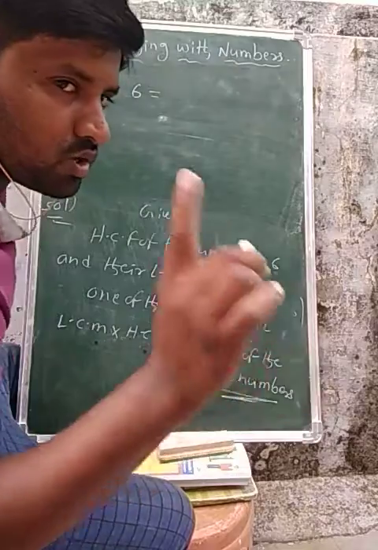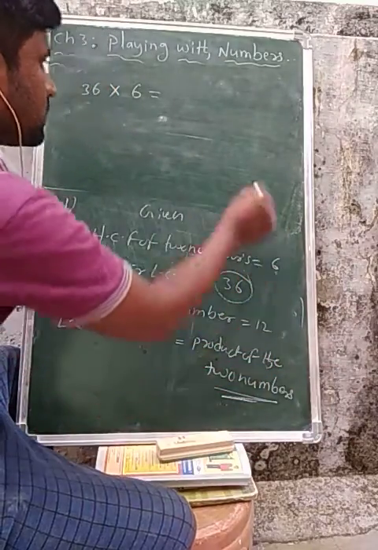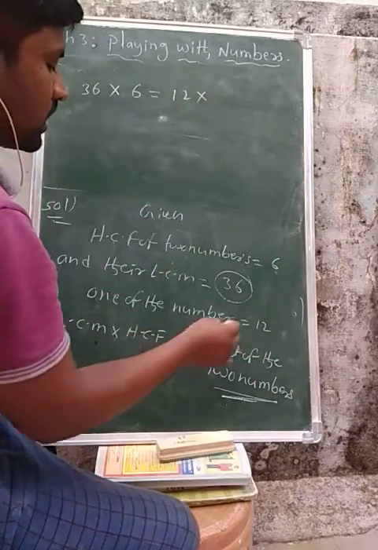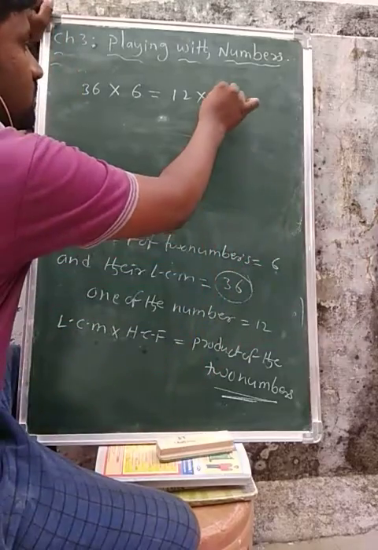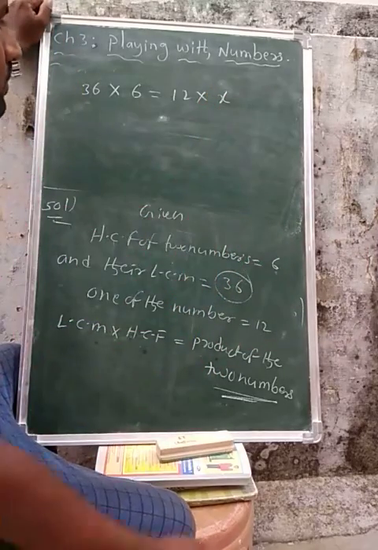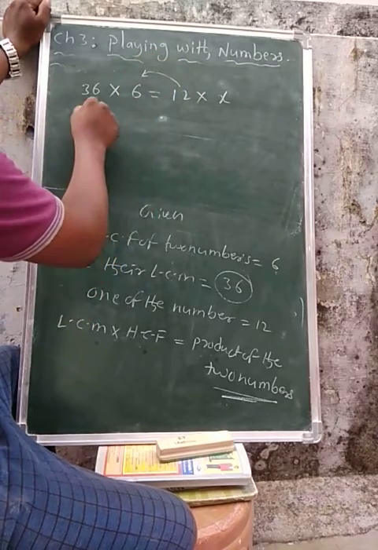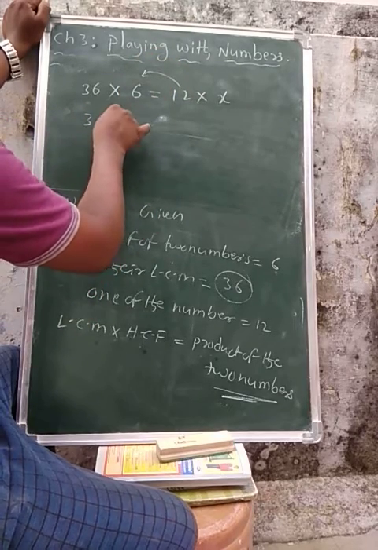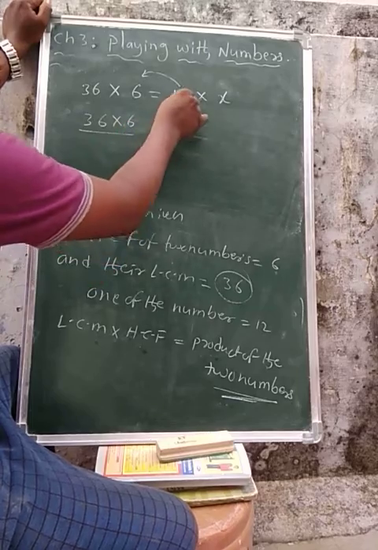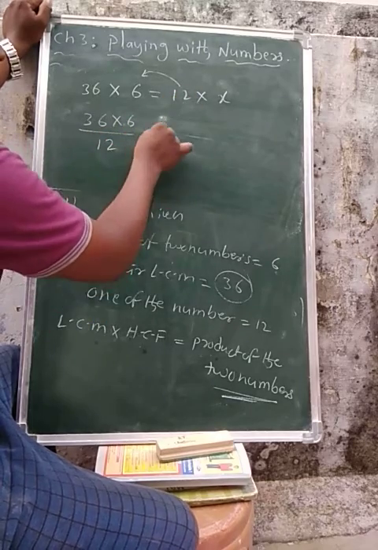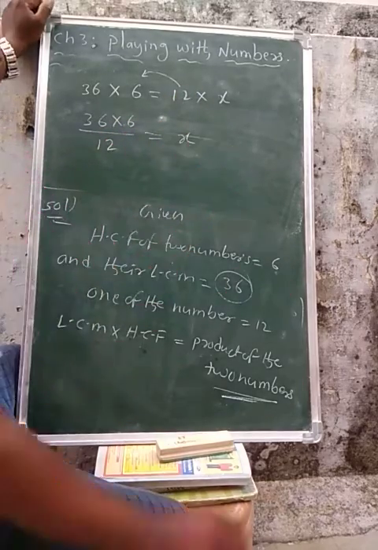Of these 2 numbers, one number is given. What is that one? That is 12. And we don't know the other number. We don't know the other number, that's why you take it as x. Okay. Now 12 is transposed to the LHS. That is 36 into 6 by 12, because multiplication becomes division. That is equal to x.